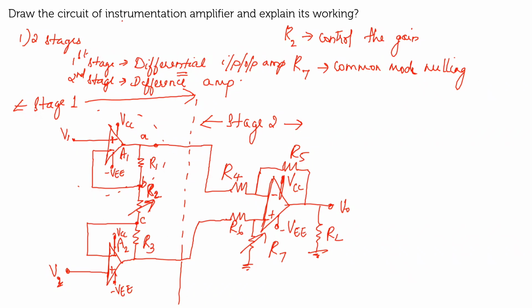Now what will be your overall gain? Overall gain ACL, your closed loop gain, is equal to ACL1 into ACL2. So what is your ACL1? That is your closed loop gain of your stage 1. And what is your ACL2? Your closed loop gain of your stage 2. So now let us find out the gain ACL1 and ACL2.